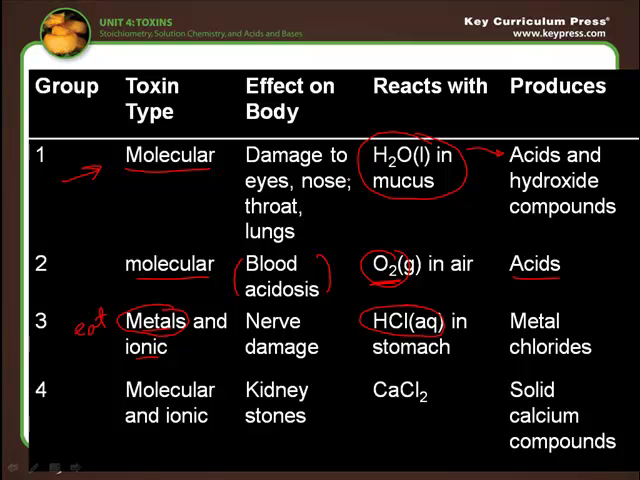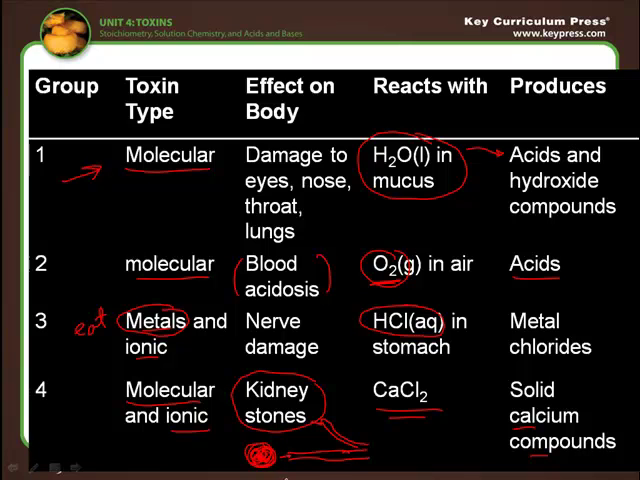And the last type of reaction, which is a very common reaction, although it's hard to predict, is when you have a molecular or an ionic compound that reacts with calcium chloride. When it reacts with calcium chloride, this forms a solid. This solid is a solid calcium compound, which makes what's called a kidney stone. A kidney stone occurs when, if this is your kidney, and here's the exit out of your body, it's a very small and narrow opening. If you have a really big kidney stone, you're trying to put a solid substance through a very small tube.